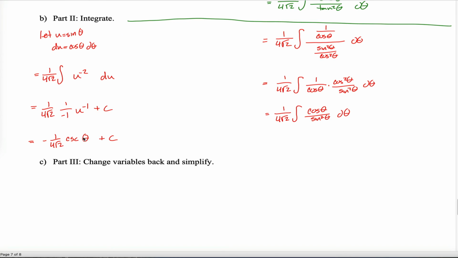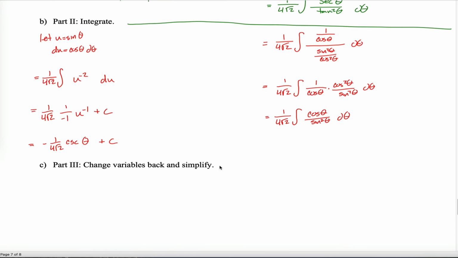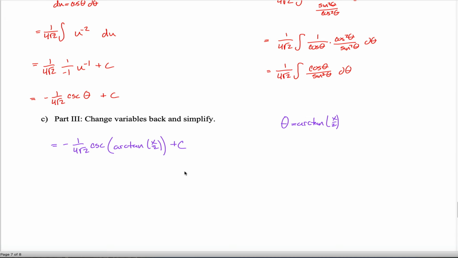To change my variables back, I just have the 1 theta floating around. Recall that our original trig substitution was that theta is equal to the arctangent of x over 2. So since theta is the arctangent of x over 2, this answer is really negative 1 over 4 root 2 times the cosecant of the arctangent of x over 2 plus c. This is a great answer. I like this answer a lot. It's equivalent to the correct answer.